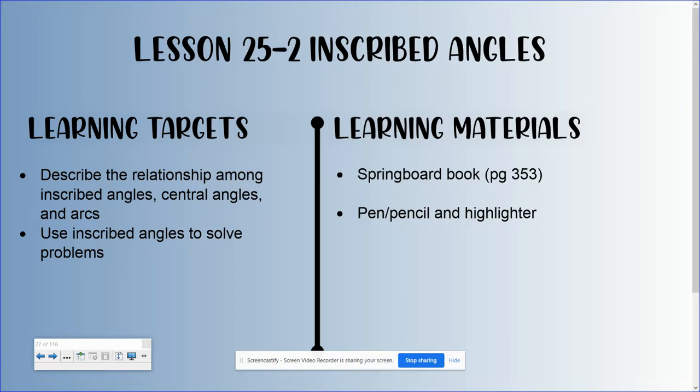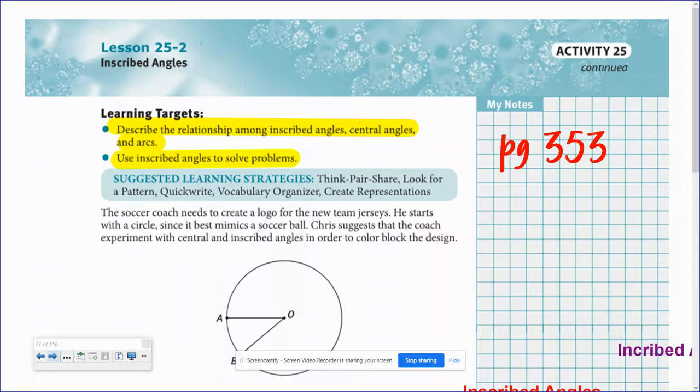Hi everybody, welcome back for lesson 25-2, which is going to talk about inscribed angles. So we're going to talk about some relationships between an inscribed angle, central angles, and arcs, and then we're going to use those theorems and properties to solve some problems. So make sure you have your Springboard book open to page 353, something to write with, and a highlighter for some of those important parts.